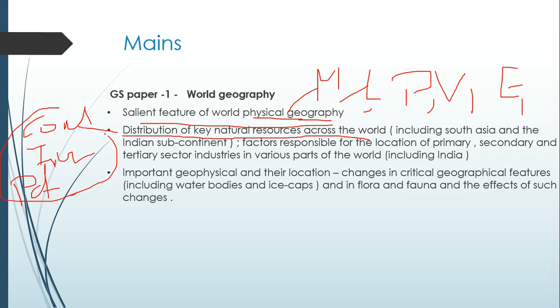All that we discuss. Then the factors responsible for the location of primary, secondary and tertiary sector industries in various parts of the world, including India. And what are the factors responsible for locating a particular industry in India and in the world, that we discuss in our further classes.